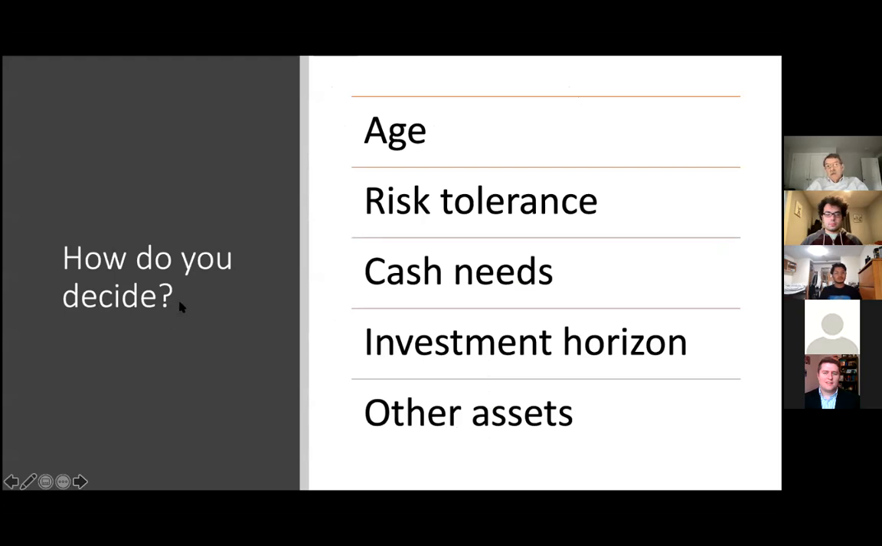So how do you decide? You look at your age, your risk tolerance, your cash needs, your investment horizon, other assets.